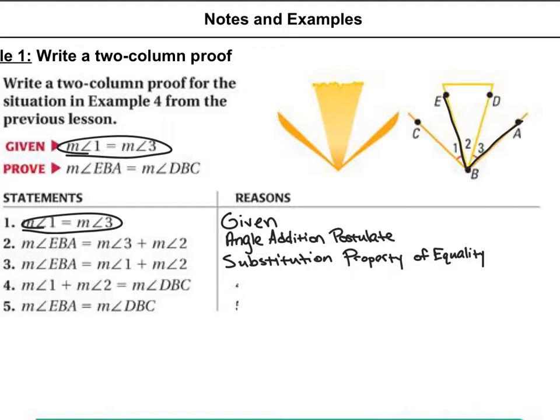Okay? So the next we're going to say is that the measure of angle 1 plus the measure of angle 2 equals the measure of angle DBC. So DBC is 1 plus 2. It's the same thing as the other one. It's just the angle addition property.